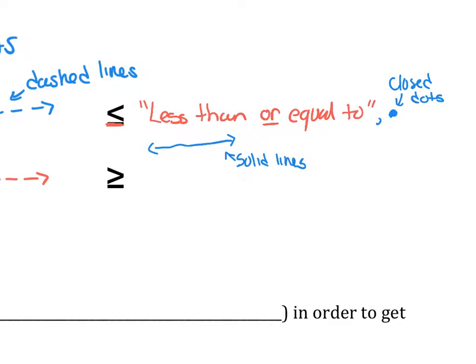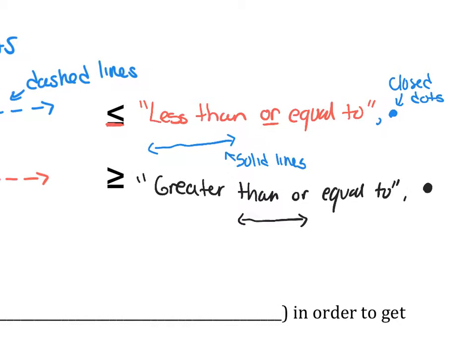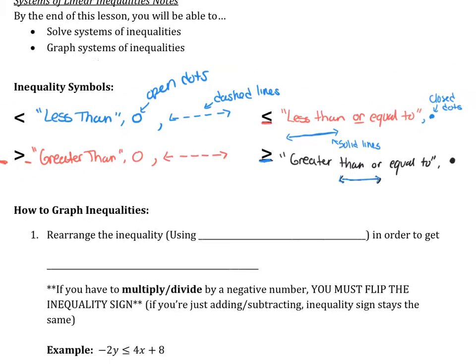And then same idea with less than or equal to. The sign is just flipped. Or sorry, greater than or equal to. Greater than or equal to. We have closed dots and solid lines. So a way to remember it, the solid line goes with the or equal to because it has a solid line underneath the symbol. So line here, solid line here. Okay, so or equal to's get the solid lines, just greater than or just less than get the dashed lines.